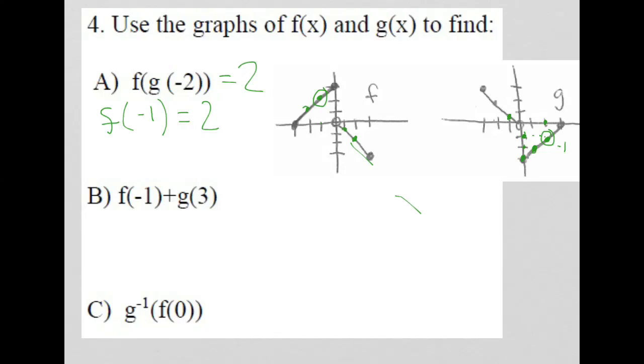Sweet. Let's look at part B now. Part B says f of -1 plus g of 3. Whoa, Mr. Reed, come on, you kidding me? We just did that, so I don't have to even do anything, because I know that f of -1 is 2. Sweet. So what about g of 3? Well, g of 3 says go to the x value of 3 and tell me the y value. The y value is 0, so what? Are you kidding me? That just equals 2? That's the same as that one right there.